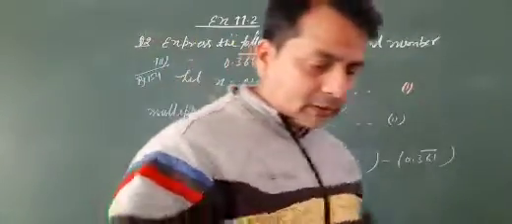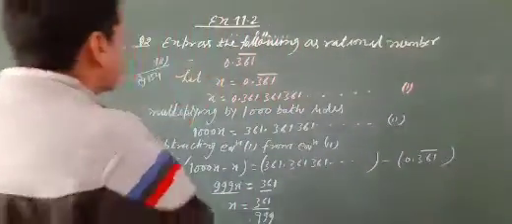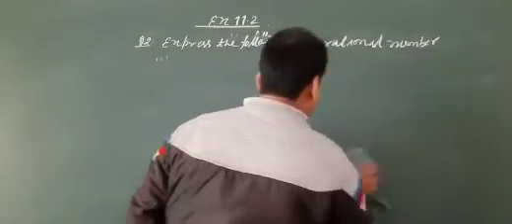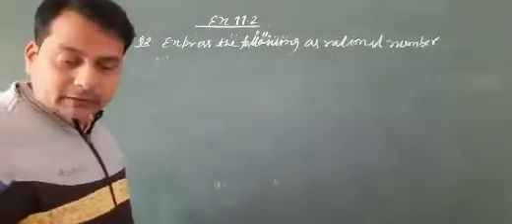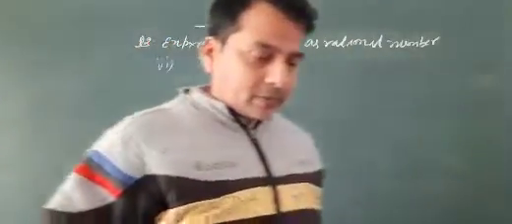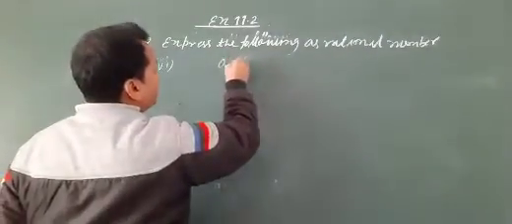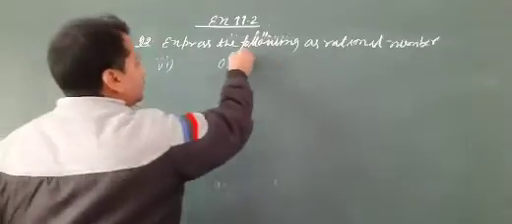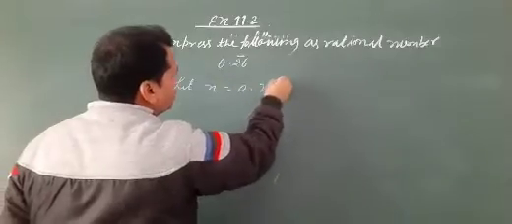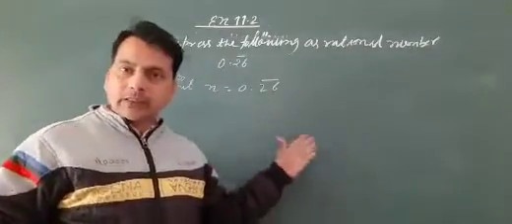Now the next question is here. Question number 6 on page number 154, 0.26 repeating. So now let us consider x equal to 0.26 repeating. There, after the decimal point only 2 digits are repeated here.